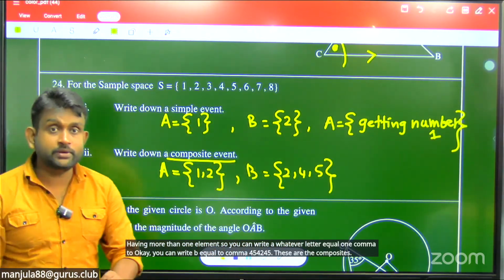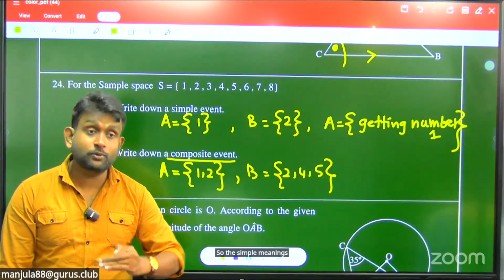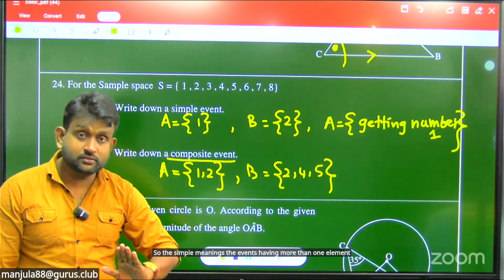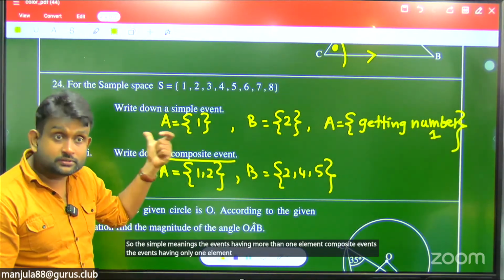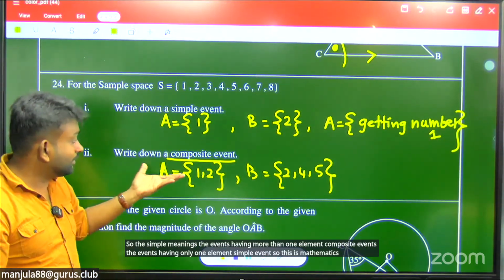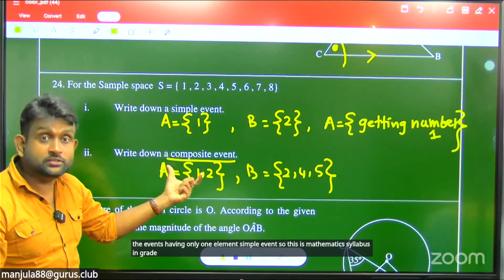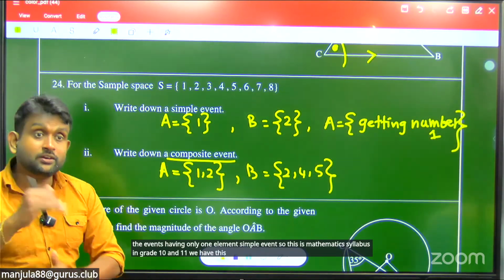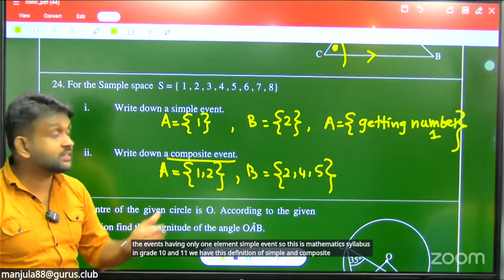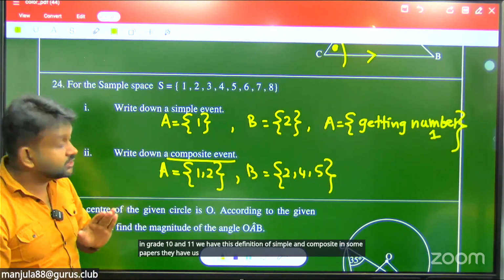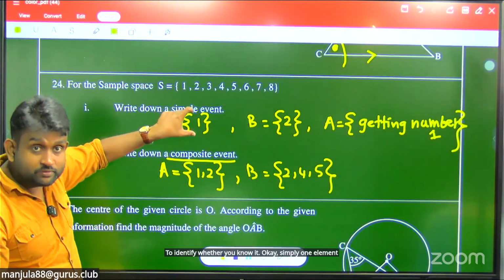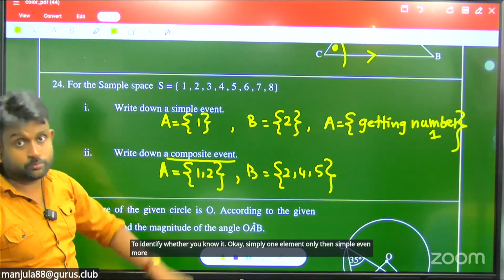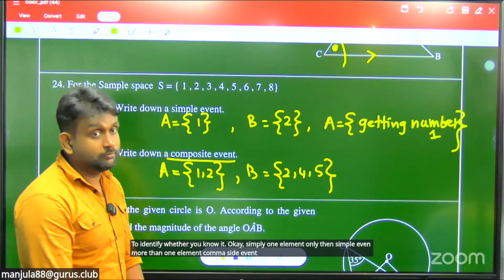So the events having more than one element are composite events, and the events having only one element are simple events. This is in the mathematics syllabus in grade 10 and 11. We have this definition of simple and composite event. In some papers, they have asked to identify whether you know it. Only one element, then simple event; more than one element, composite event.